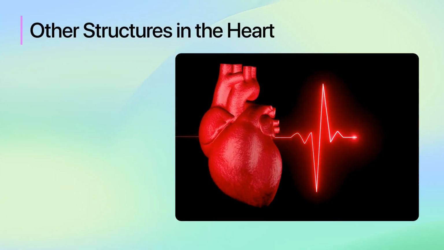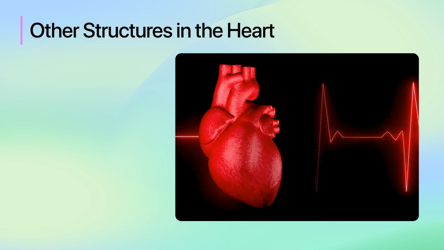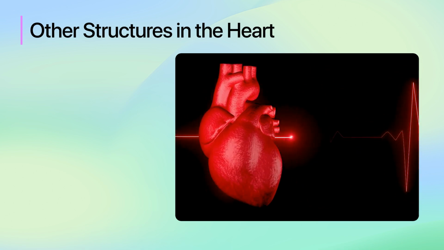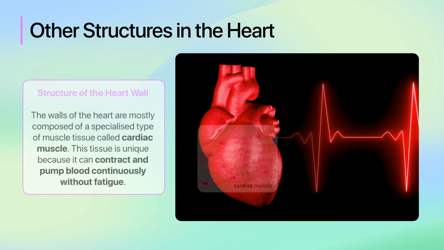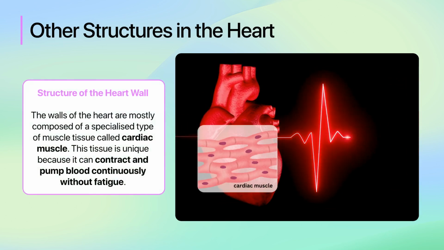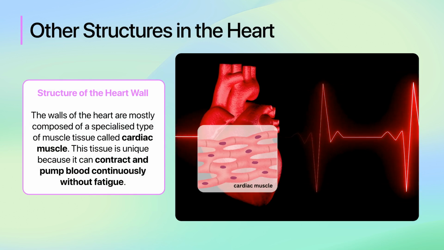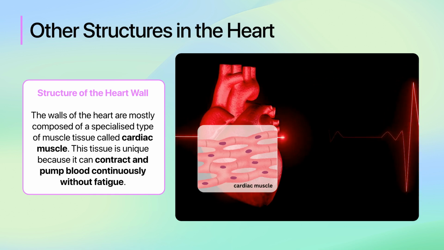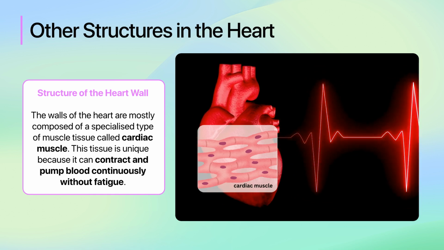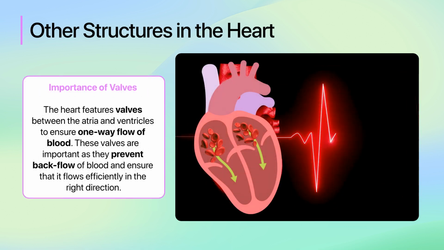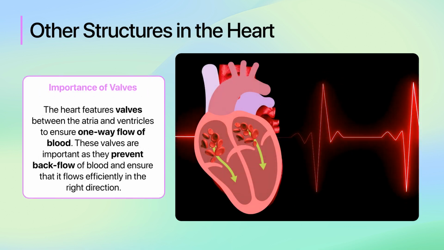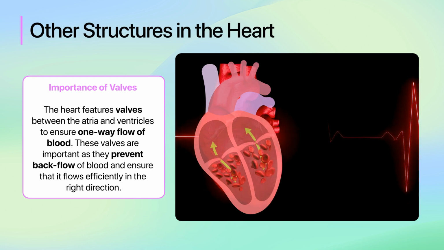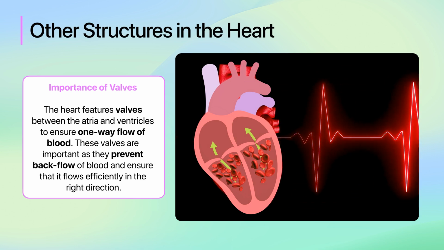Besides the main structures of the heart, you need to know about several other features of the heart that allow us to pump blood effectively to the lungs and around the body. The walls of the heart are mostly composed of a specialized type of muscle tissue called cardiac muscle. This tissue is unique because it can contract and pump blood continuously without fatigue. The heart features valves between the atria and ventricles to ensure one-way flow of blood. These valves are important as they prevent backflow of blood and ensure that it flows efficiently in the right direction.